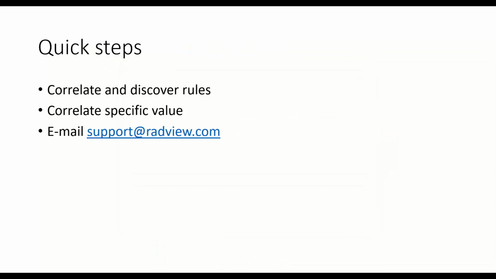All right, so we did correlate and discover rules, and we did correlate specific value, and it still didn't work. My next best option for you is to just email us. Send us an email at support@value.com with the script, and we will help you. We will give you hints over where to look and what the problem might be. If you don't have time, that's probably what I would suggest you do.